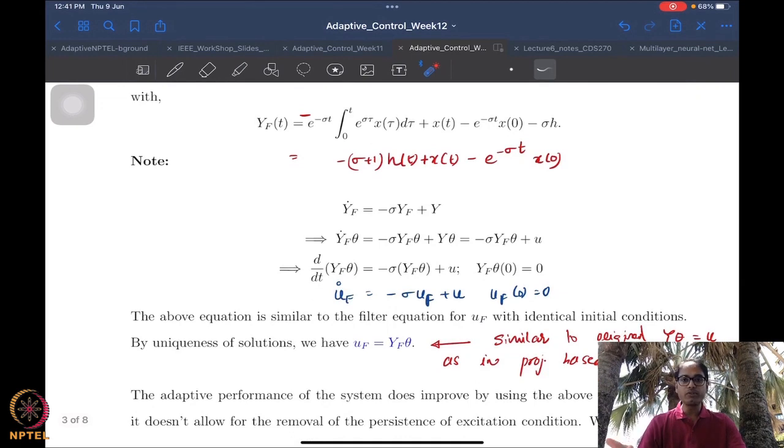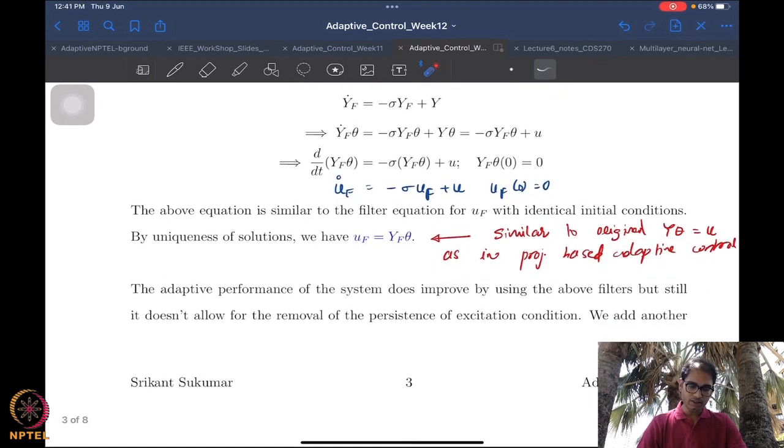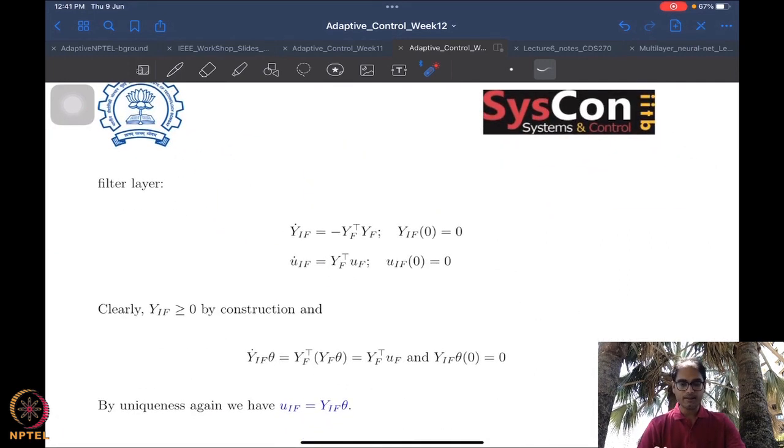Very reminiscent of what we were doing in projection-based adaptive controllers, all of these were motivated by Slotine's work in the 80s. We tried to connect the filtered variables, that is, we wanted to write the equation in terms of the filtered variables. Again, reminiscent of our projection-based adaptive control scheme, the filter equation turns out to be very similar to the original equation. This also looks like a standard regressor parameter form, just that the y and the u have been replaced by the yf and the uf. So Slotine already showed that these do improve performance. We also saw the creation of an attractive invariant set when we did the projection-based adaptive control, but it does not allow us to relax the persistence assumption.